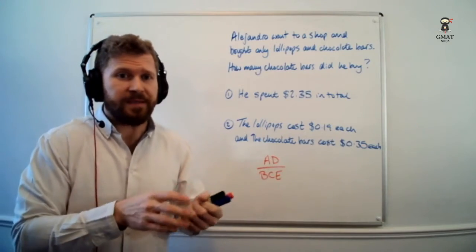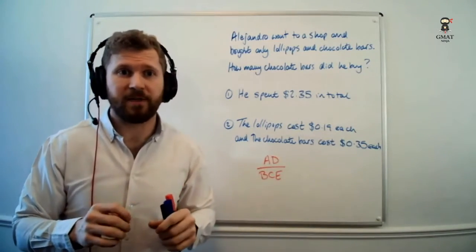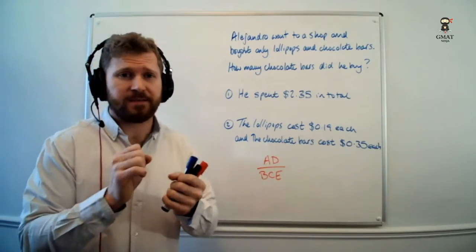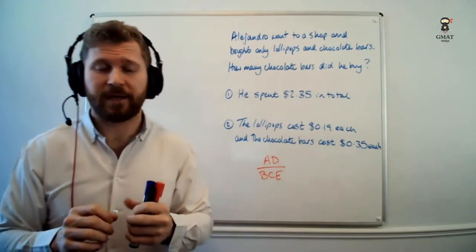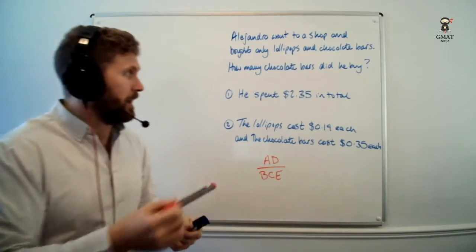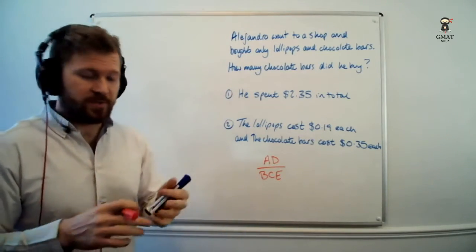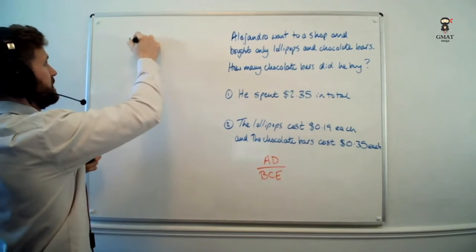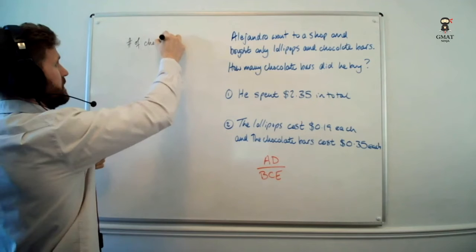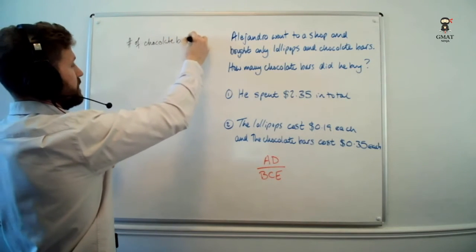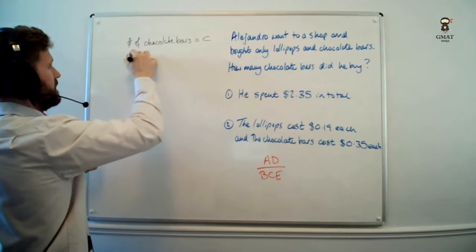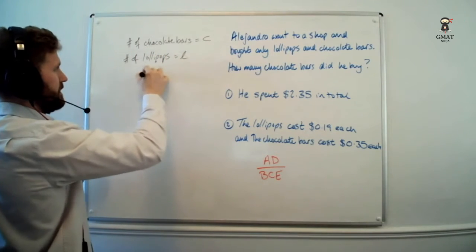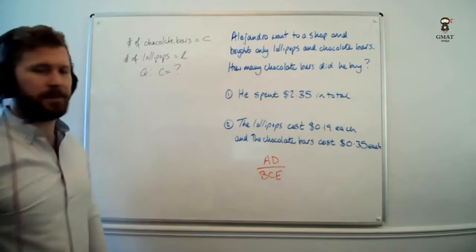Now, this question, we're beginning to just tweak the difficulty level up a little bit. This question would challenge quite a few of our students just because they might struggle to see the pattern going on in it. Now, as I say, we want to know how many chocolate bars he bought. Let's put some variables on this. So number of chocolate bars is going to be C, and the number of lollipops is going to be L. And the question we're asking is what's C?